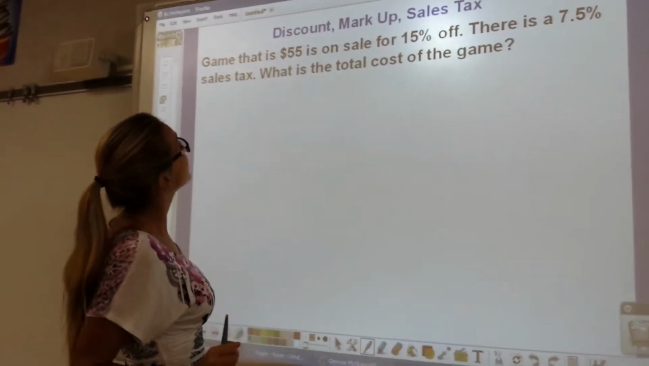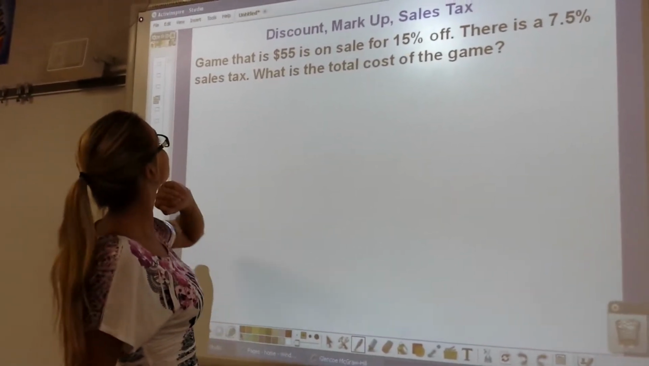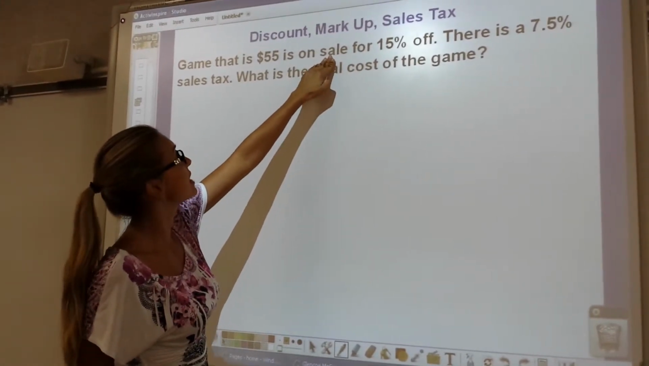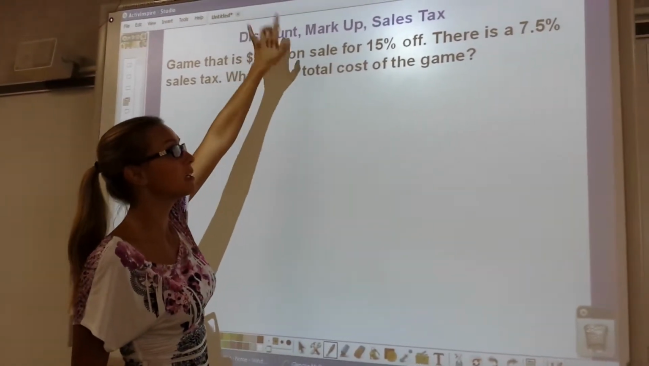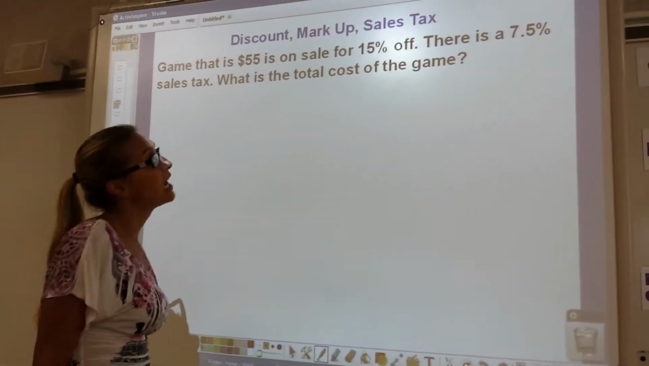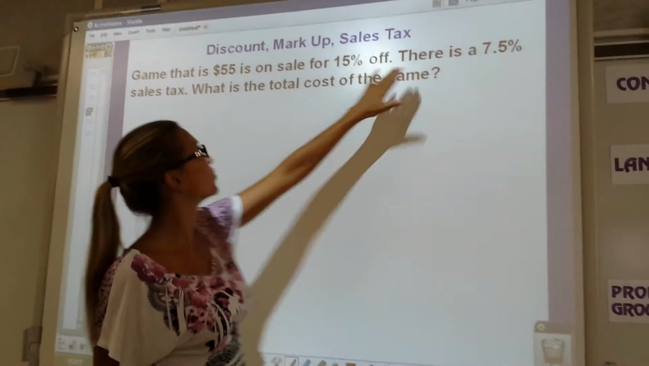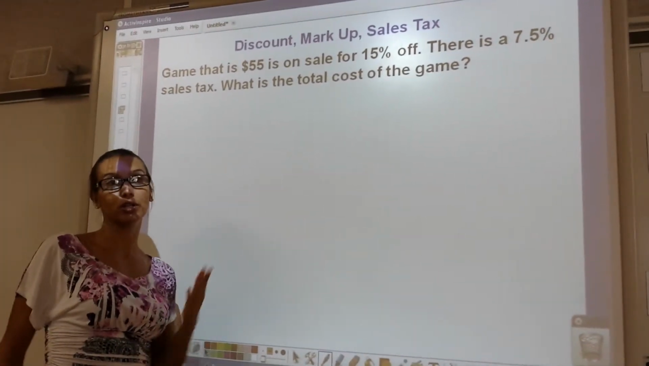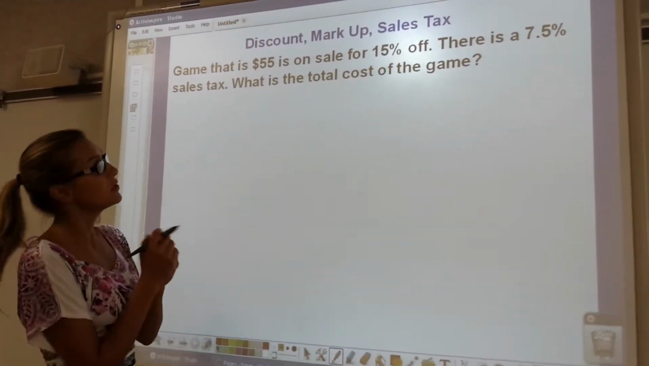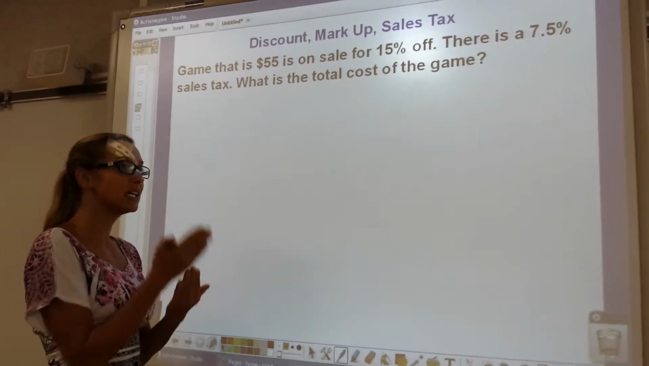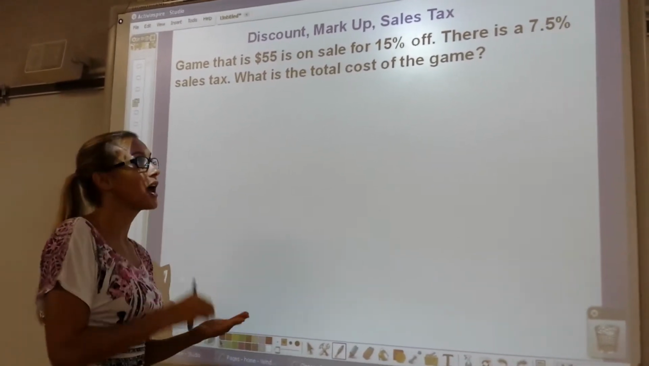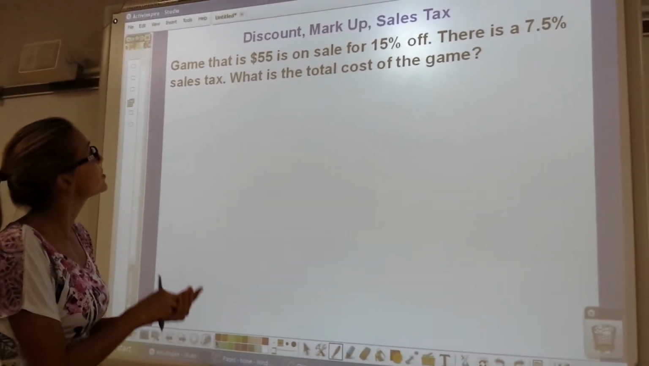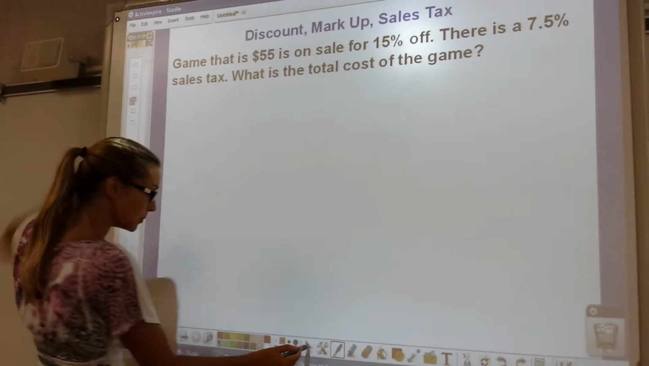We have another problem in here that involves sale. Well, what is sale? Something is on sale, that means discount. I'm taking money away. I don't like that. However, there is tax. That means I'm adding tax onto the product. So when I go to the register to pay for it, they will add the 7.5% tax onto the item. And what am I purchasing? I am purchasing a game.